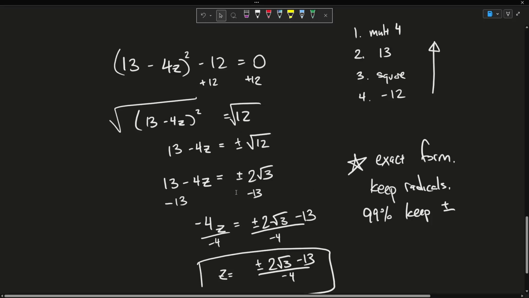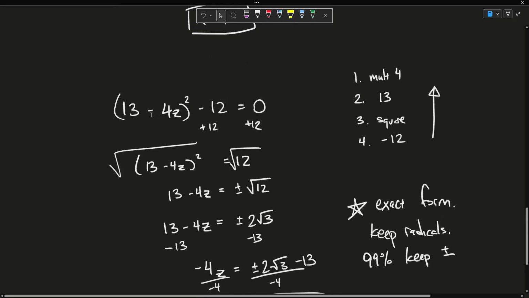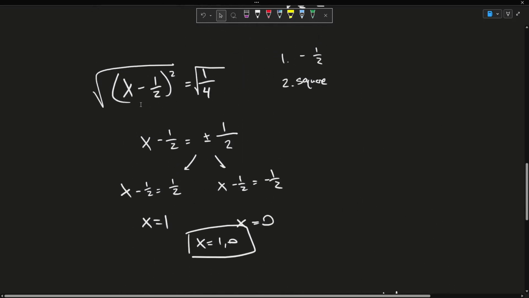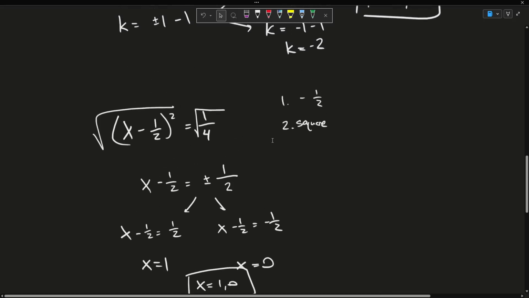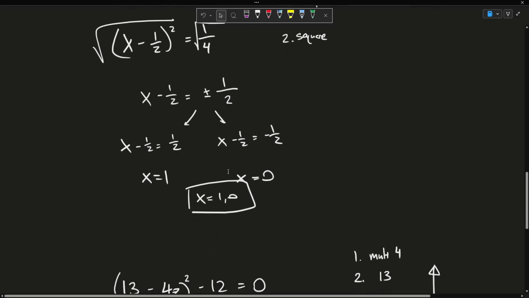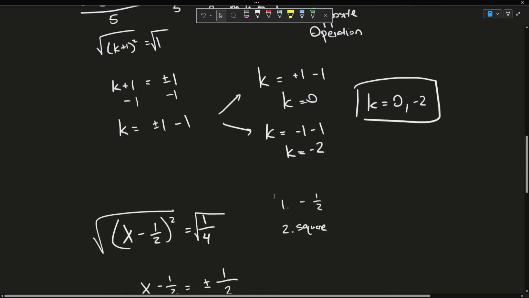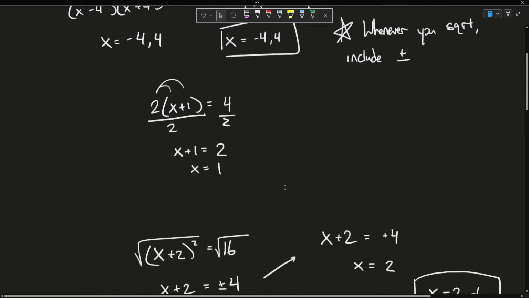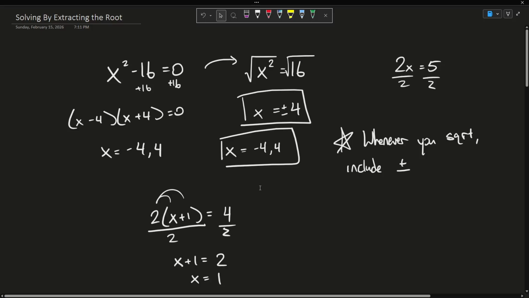And now let's look back at our problems to see what looks the same in all our problems. So I have over here 13 minus 4z squared minus 12. Very bizarre problem. Over here, x minus 1/2 squared equals 1/4. So unlike my previous lesson, we don't need it to equal 0. We can solve it no matter what. In fact, over here, we didn't have any equals 0 until our last question. But what I want us to realize is that there's only one variable. In this problem, there's only x.